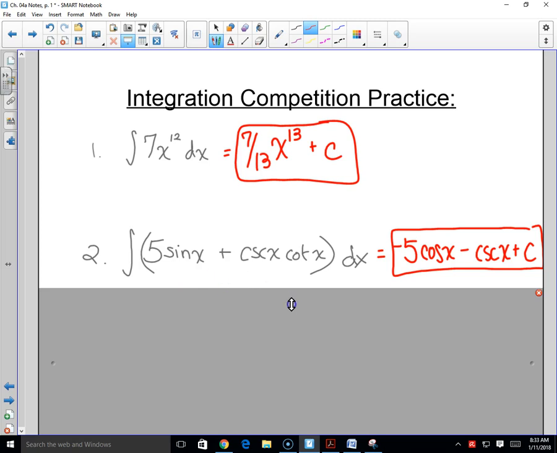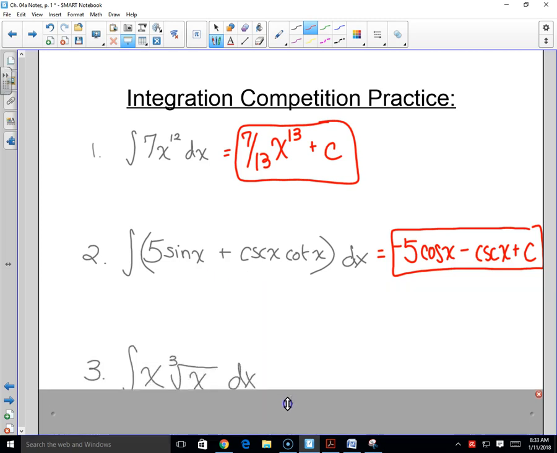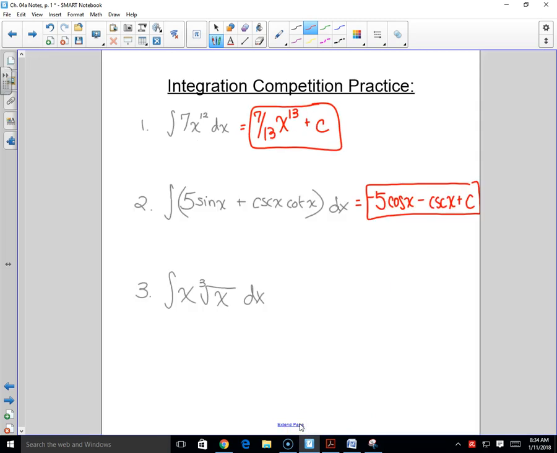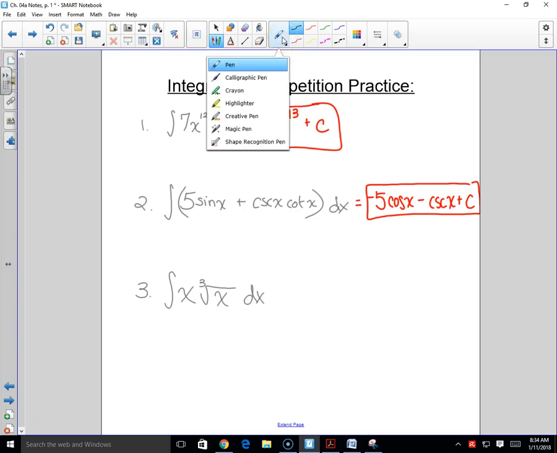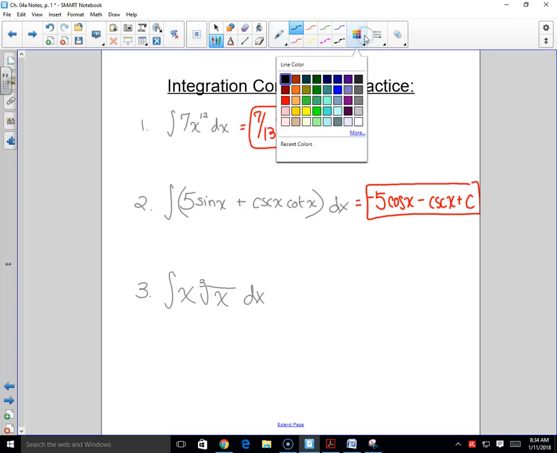Negative cosecant, man. Alright. Let's see. So now we're adding the exponents.